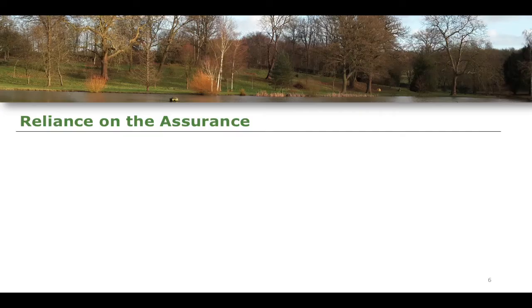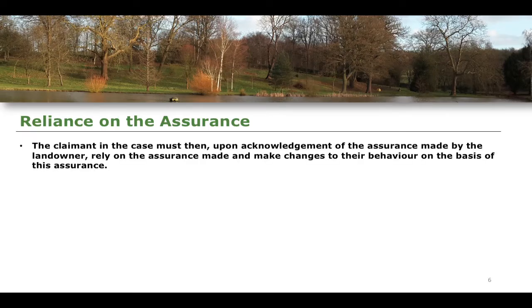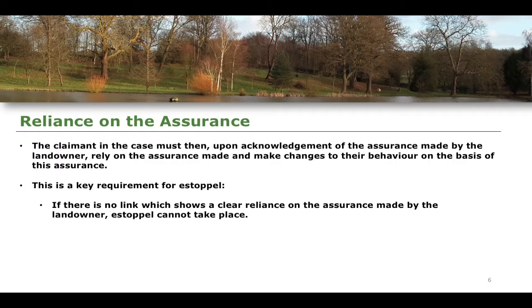So not only does it have to be an assurance that is made, or a promise that is made, if we're thinking about promissory estoppel, but there also has to be a reliance on that assurance, or a reliance on that promise. The claimant then must show, upon acknowledgement of the assurance made by the landowner, that they rely on the assurance made, and then therefore make changes to their behaviour, and almost detriment themselves on the basis of this assurance. Okay? This is a key requirement for estoppel.